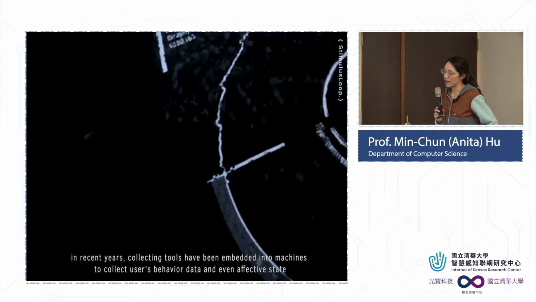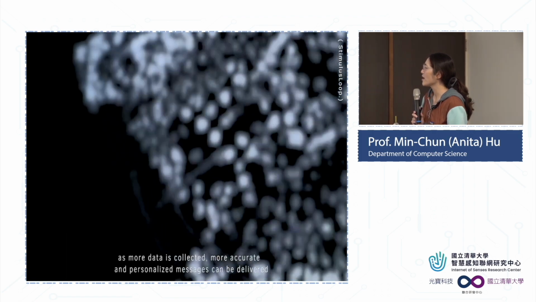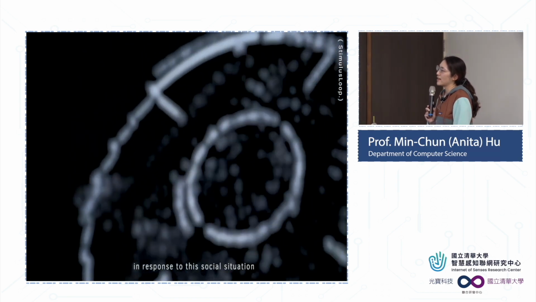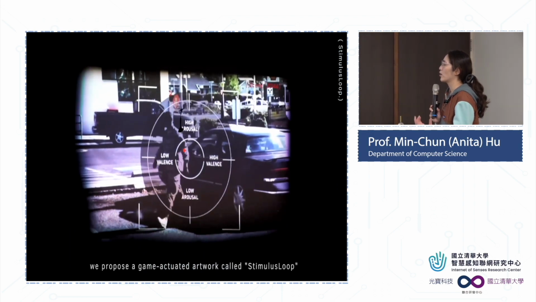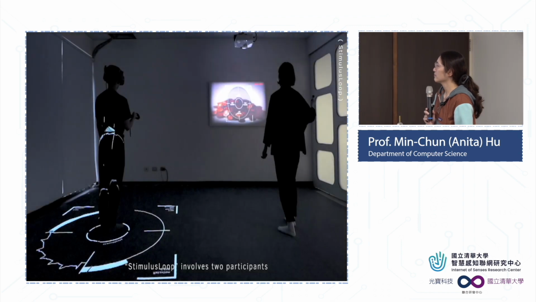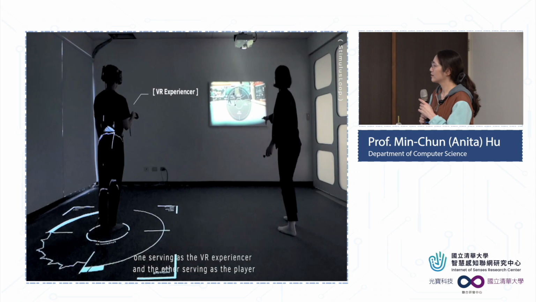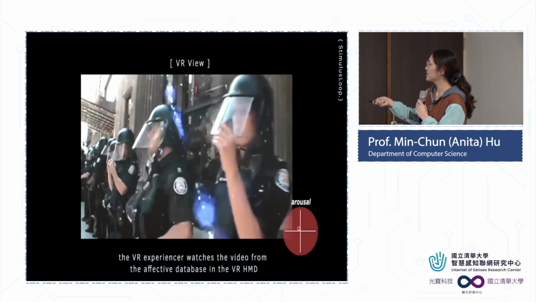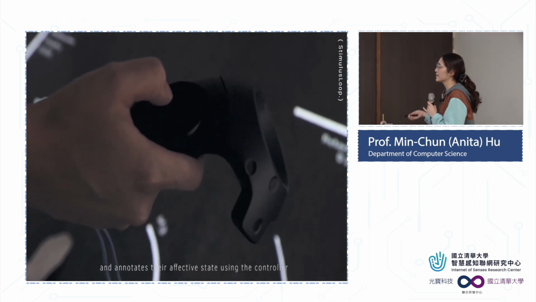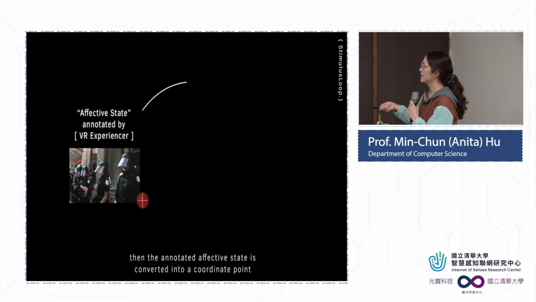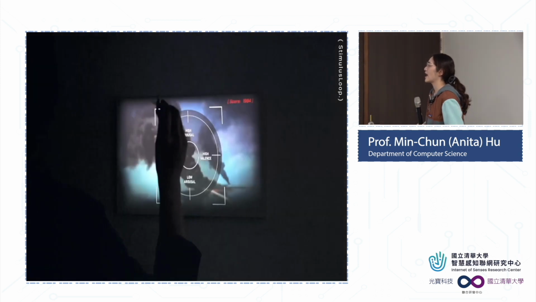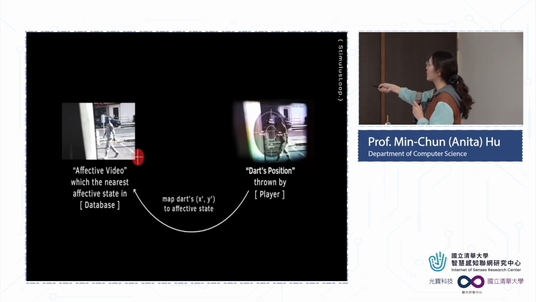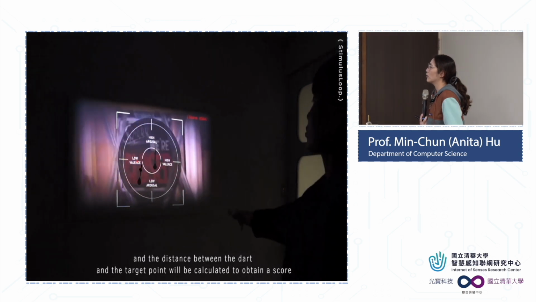What the VR experiencer sees is actually affected by the other player, and what the player sees is actually affected by the VR experiencer because all the labeled affective states and the response affective signals will be displayed outside too. Stimulus Loop involves two participants, one serving as the VR experiencer and the other serving as the player. So he's labeling his affective states, and all the EEG signals or eye-gazing signals will be displayed outside. So the other player can see the affective state of the VR experiencer, and he can decide whether he wants to change the player's affective state by throwing a dart to another emotion.